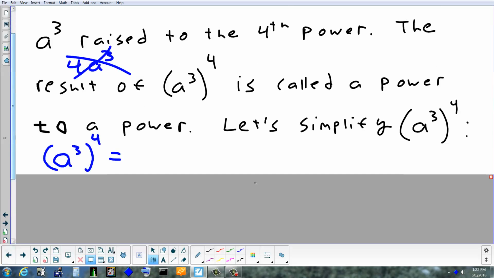A cubed to the 4th means to do a cubed times another one, times another one, times another one. You're multiplying a cubed by itself 4 times, but now look at that. That's the last rule we just had. What's a cubed times a cubed times a cubed times a cubed? 3, 6, 9, 12. What to the 12th power?